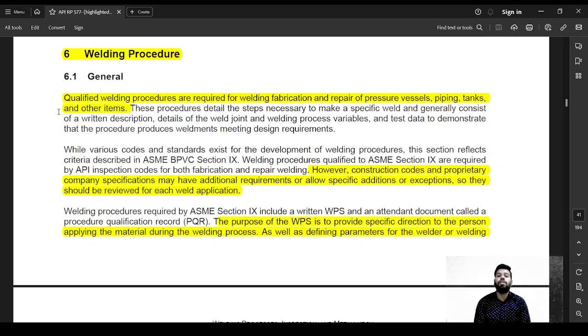Various codes and standards exist for the development of the welding procedure. This section reflects the criteria described in ASME BPVC section 9. The welding procedures qualified to ASME section 9 are required by the ASME inspection codes for both fabrication and repair. However, the construction code and proprietary company specification may have additional requirements or allow specific additions or exceptions, so they should be reviewed for each inspection application.